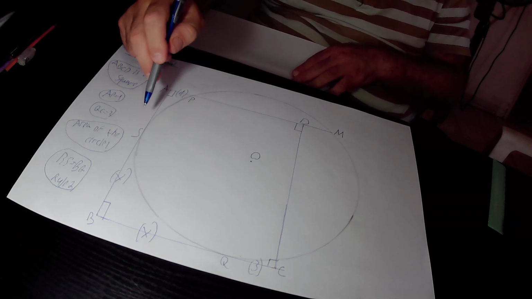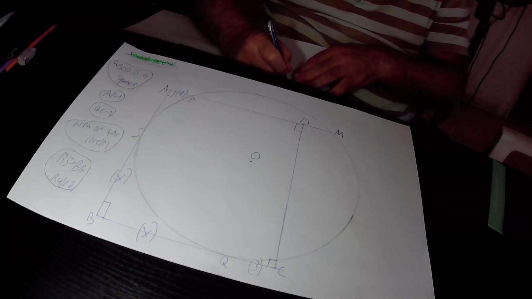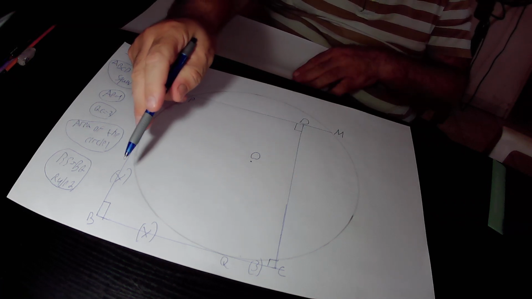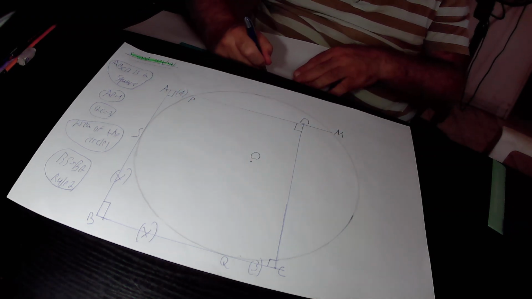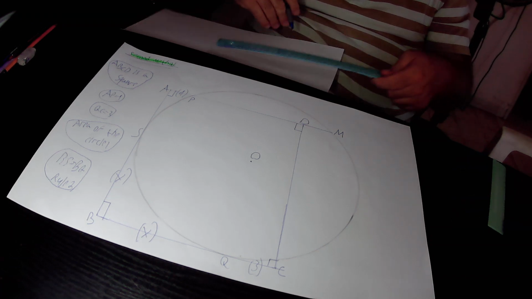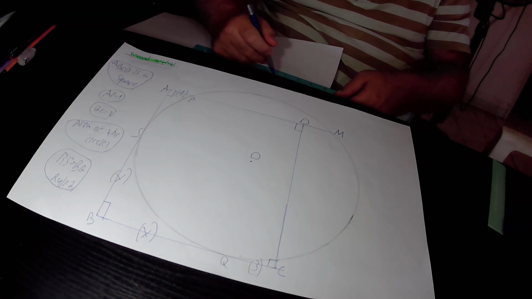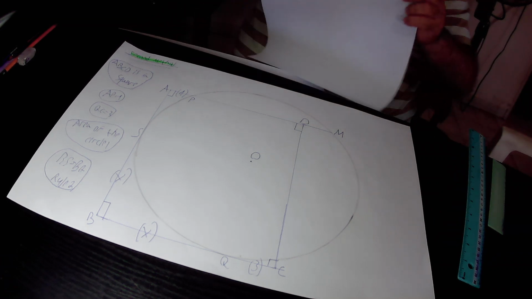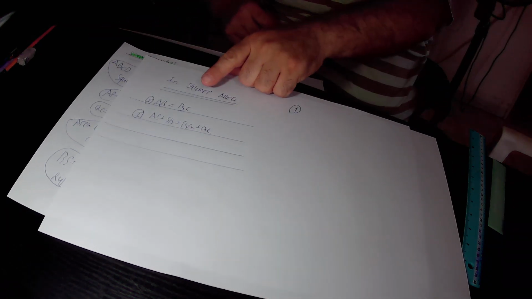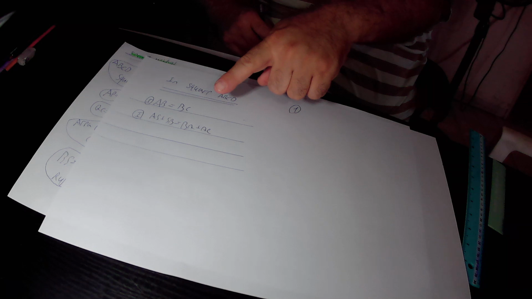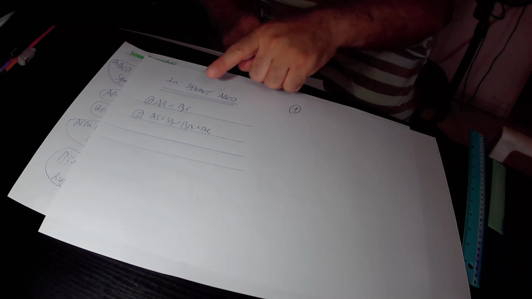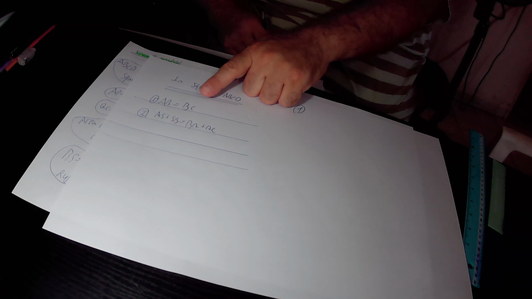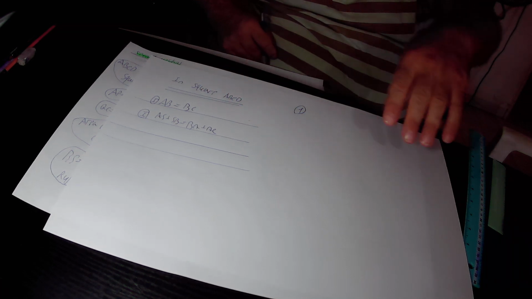AB in total equals AS plus SB, and it equals side BC. BC in total equals BQ plus QC. So repeating again, in square ABCD, side AB equals side BC. AB equals AS plus SB, BC equals BQ plus QC. So in total, according to equation 1, we have found that AS plus SB equals BQ plus QC.